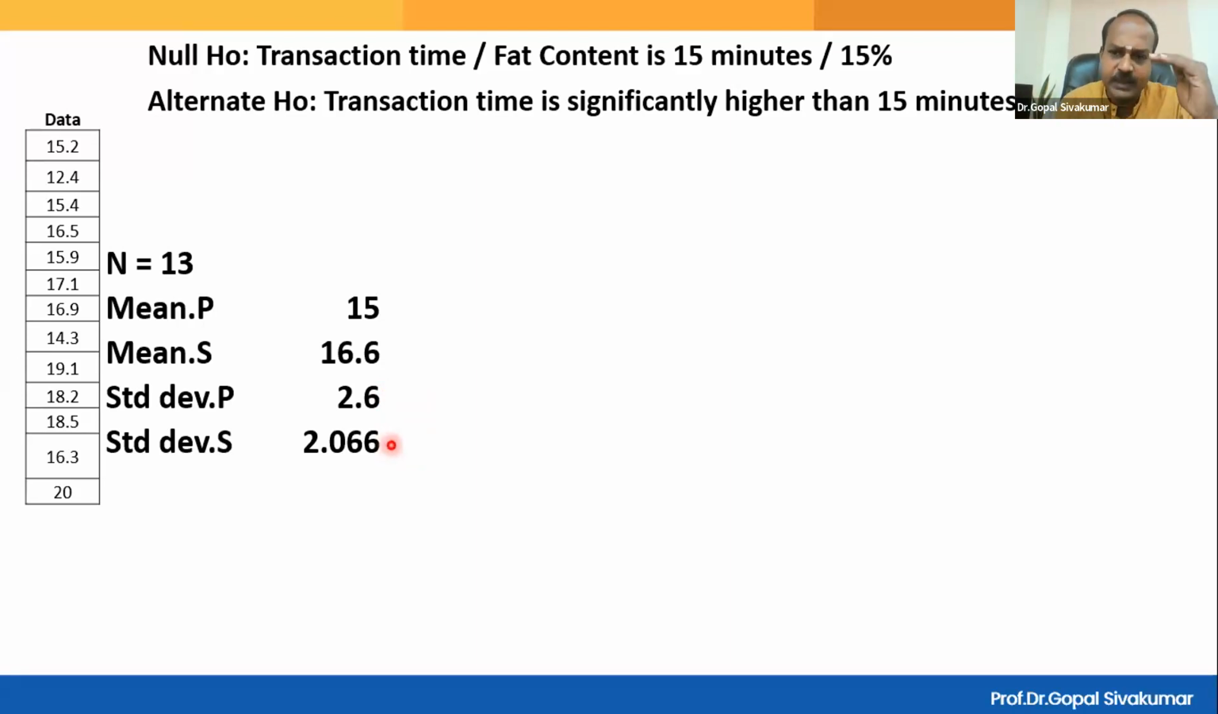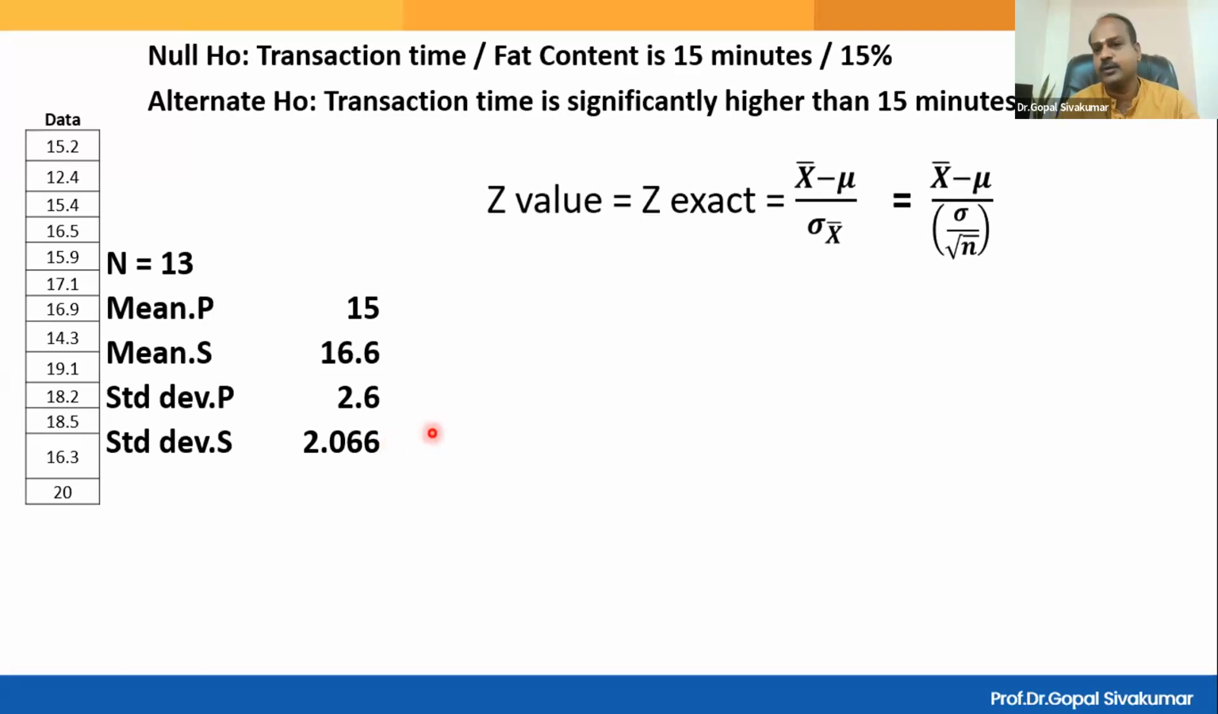Now let us do the one sample Z test first. In order to conduct the Z test, you must calculate the Z score. You remember, I already taught you the Z score. What is the Z score? The number of standard deviations, the distance of your statistic from the center. How much distance your statistic moved from the center? Please note.